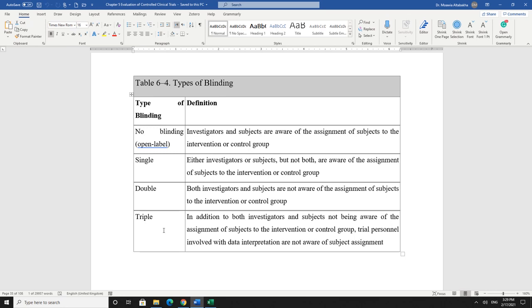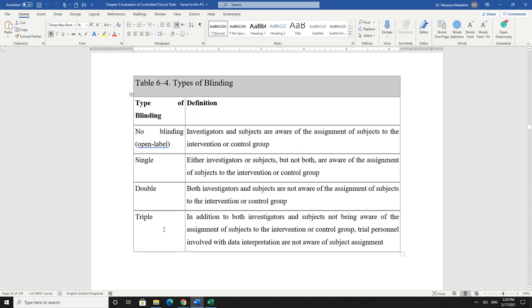Single blinding is when one of the parties, whether the investigators or the subjects, but not both, are aware of the assignment, whether it's in the intervention group or control group. And this can happen, for example, as a precaution.